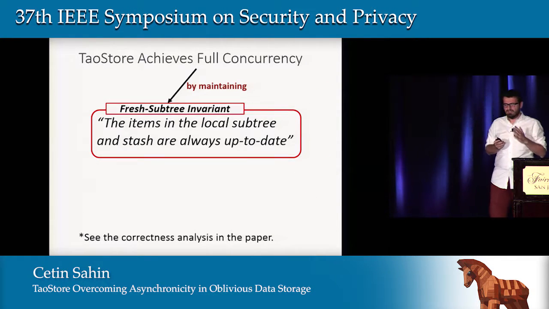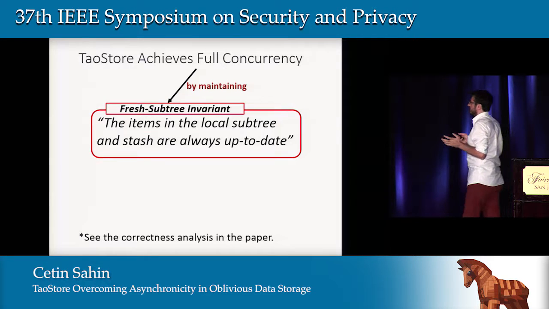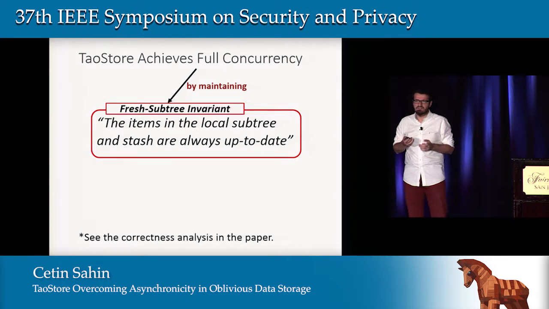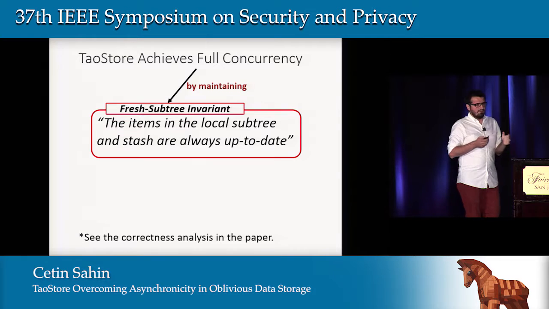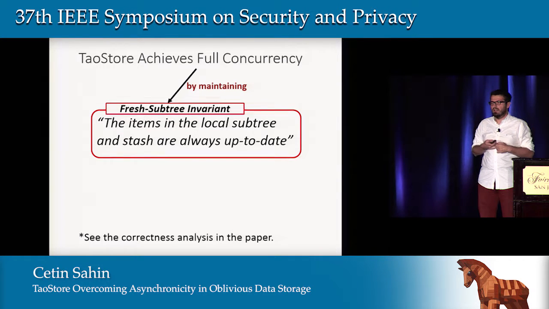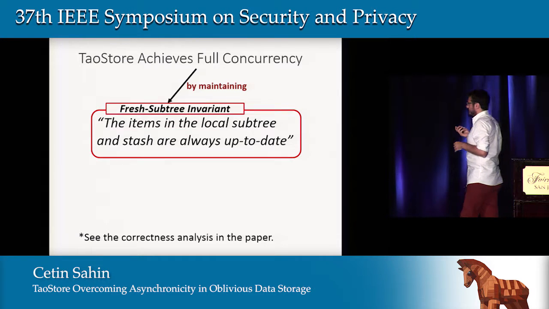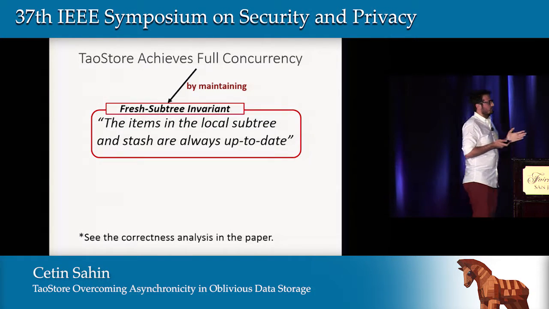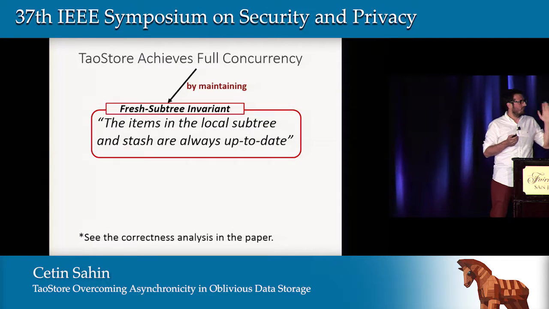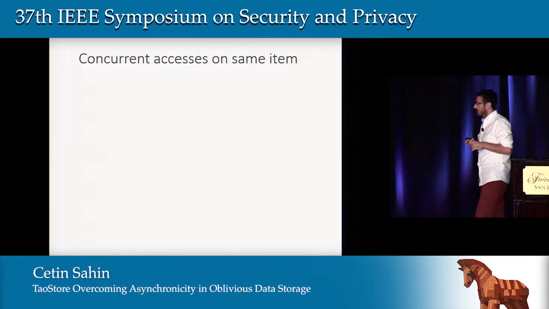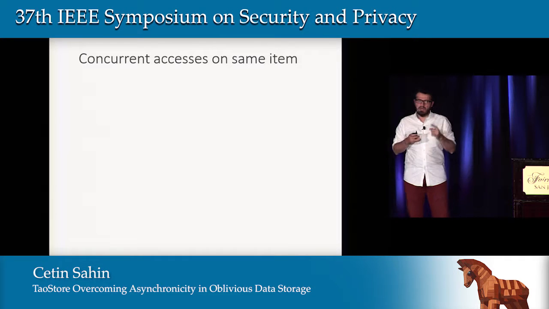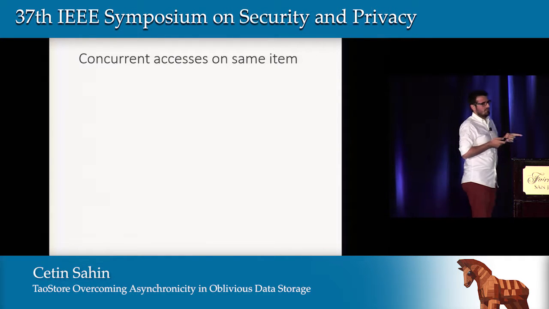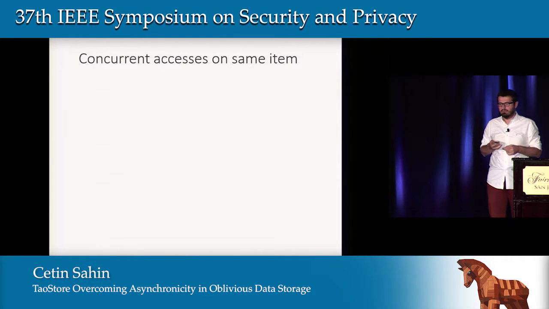The main point is that TaoStore achieves full concurrency by maintaining the fresh subtree invariant. The items in the local subtree and stash are always up to date. Please see the correctness proof in the paper. And let me go back to my first problem: concurrent accesses onto the same item. How are we going to fetch it?